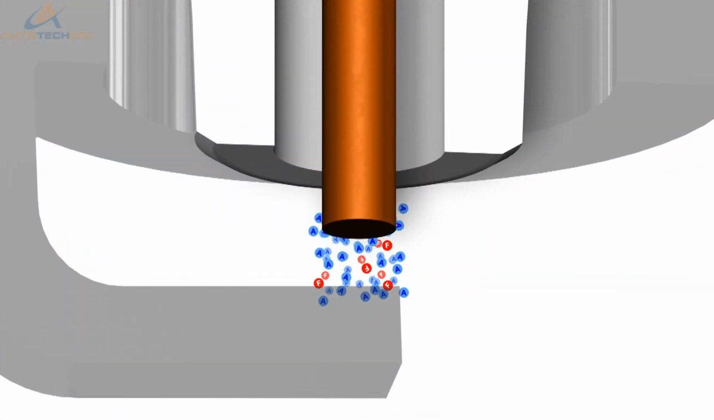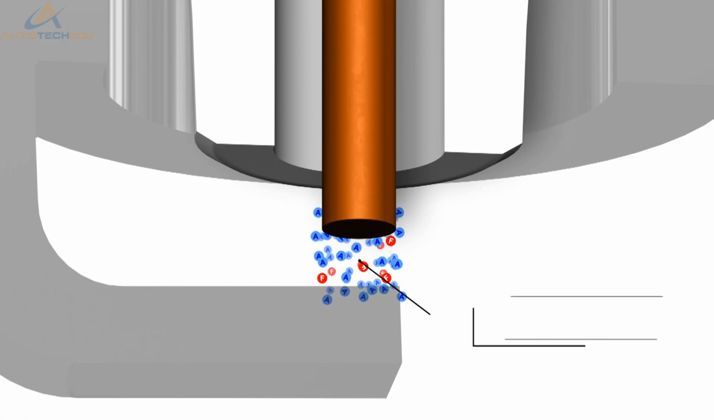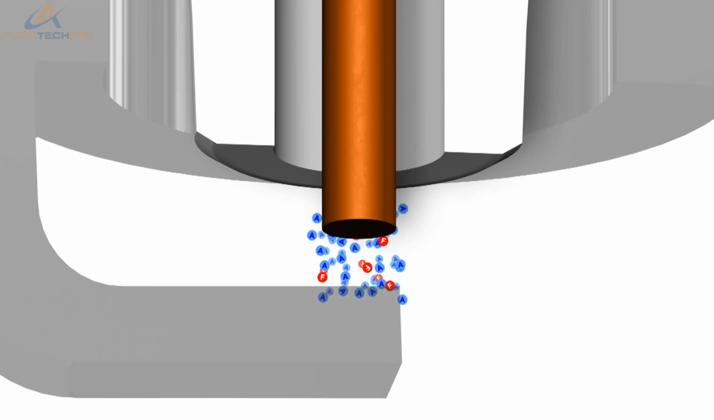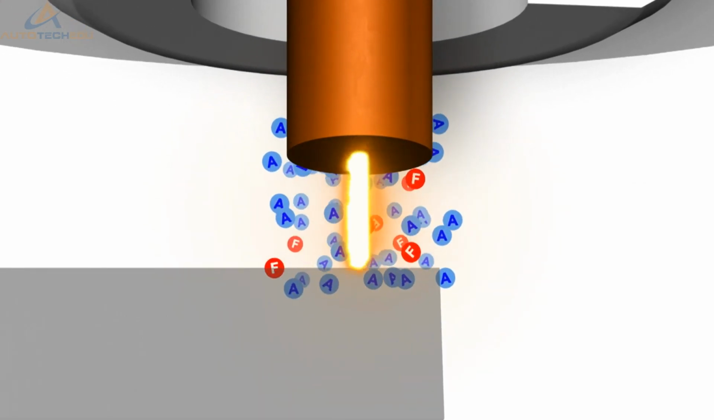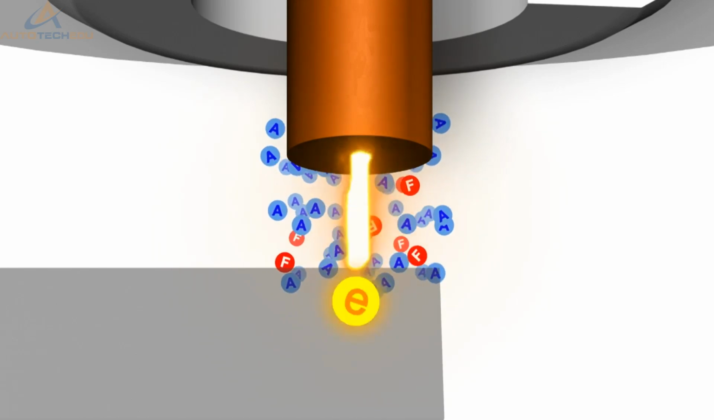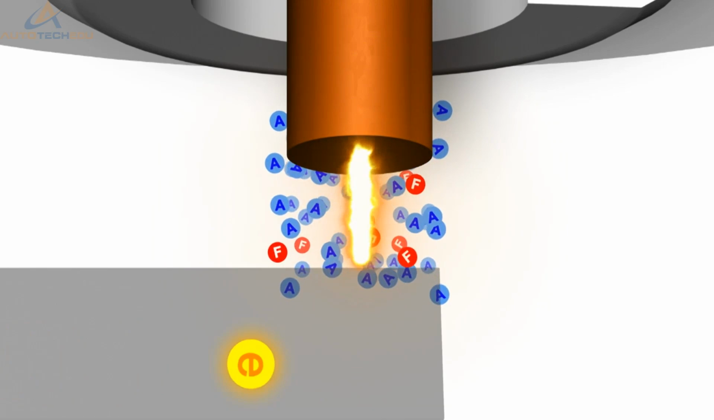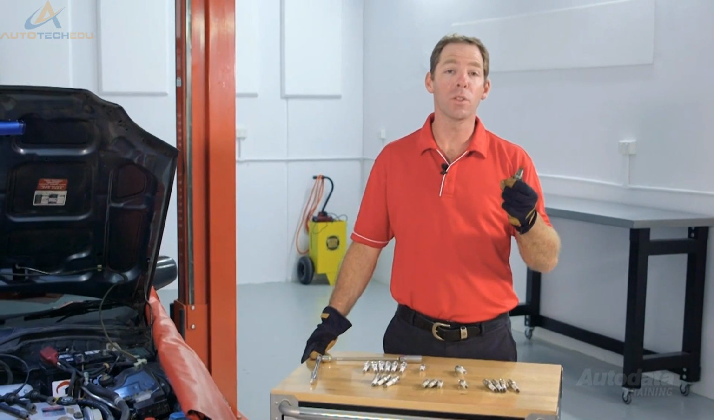Initially, the air-fuel mixture within the combustion chamber acts as an insulator to current flow, but as the voltage rises, its insulating features, or dielectric strength, is overcome. The air-fuel mixture in the vicinity of the centre and ground electrode will now conduct current and electrons will flow across the gap. Now that we understand the basic operation of a spark plug, let's look at the different components used in their construction.